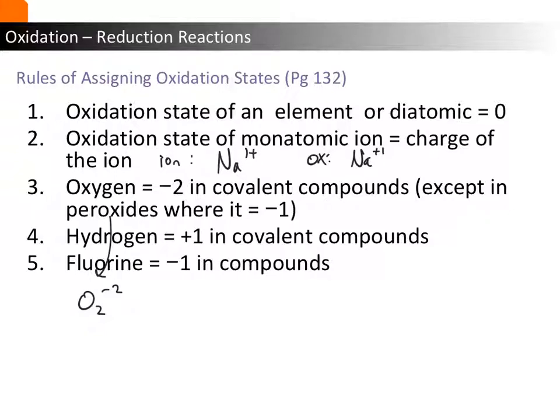And finally, the fluorine is always a -1 oxidation state. The other halogens could have other oxidation states or oxidation number possibilities, but fluorine is -1 and always -1.